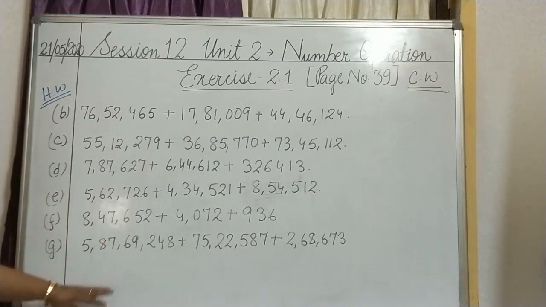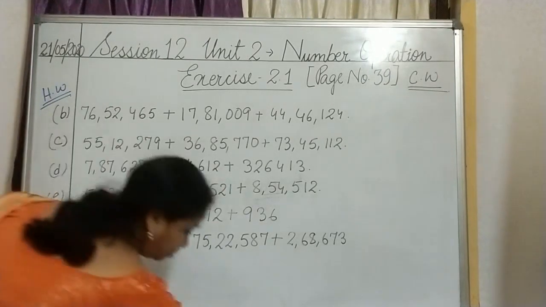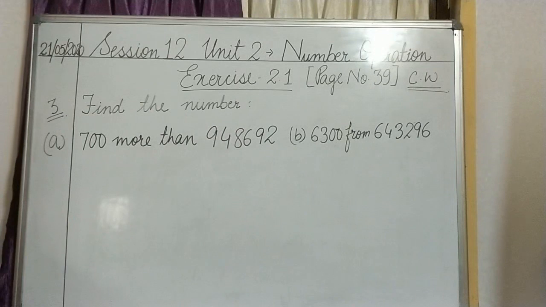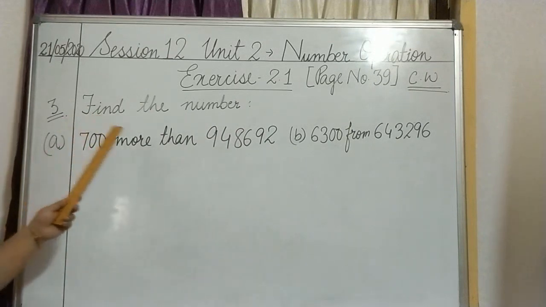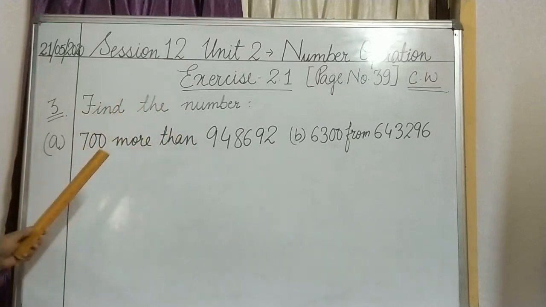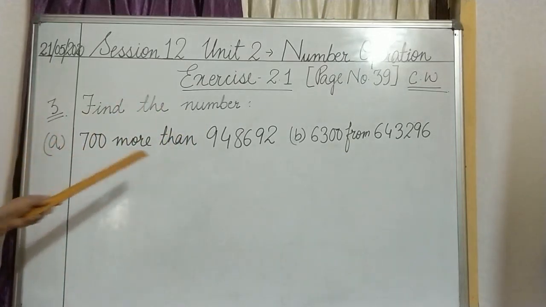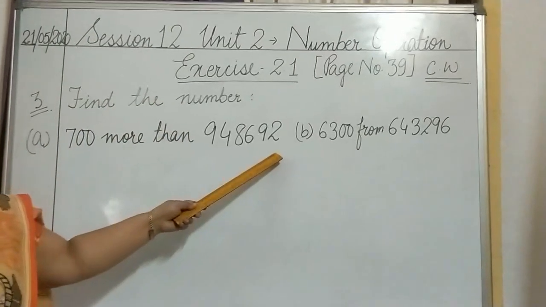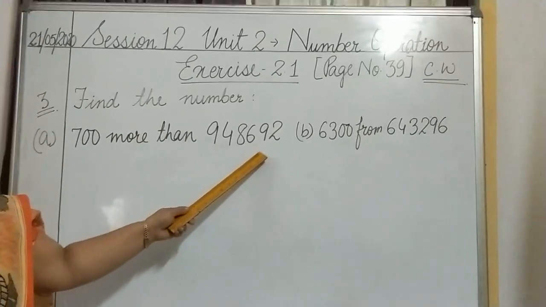I am going to explain question number 3. This is question number 3. As you can see, the question is find the number, and what you have to find, this is the number given. Okay, this is the large number given to you.